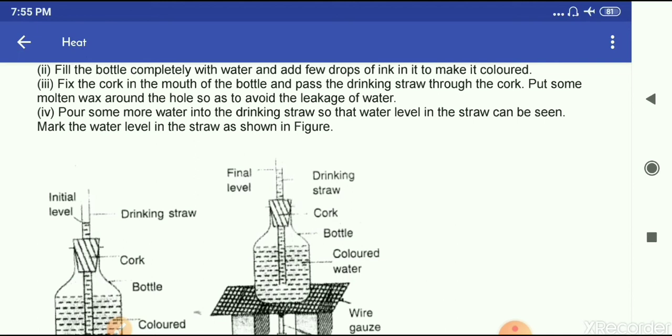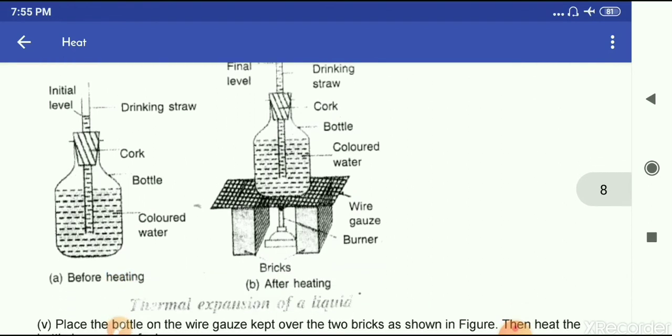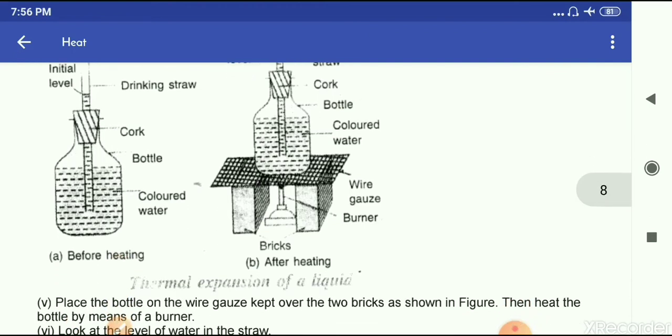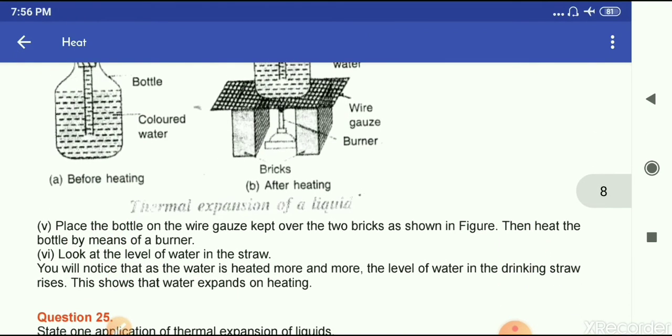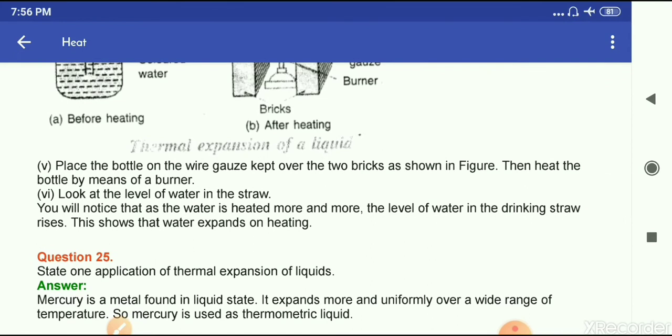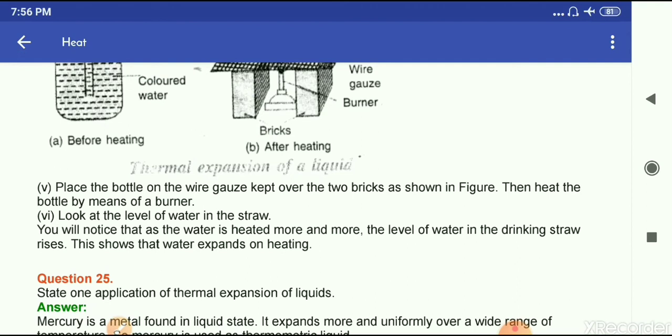Now pour some water in the drinking straw so that the water level in the straw can be seen. Mark the water level in the straw as you can see in this figure. Here you have to draw this diagram, or you can draw from the book also. Now place the bottle on the wire gauze kept over the two bricks as shown in the figure. Then heat the bottle by means of a burner. Now look at the level of water in the straw. You will notice that as the water is heated more and more, the level of water in the drinking straw rises. This shows that water expands on heating.